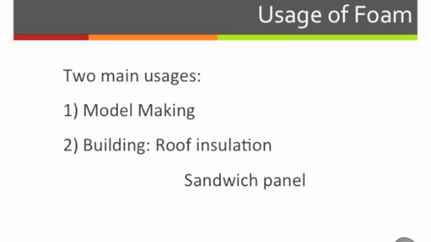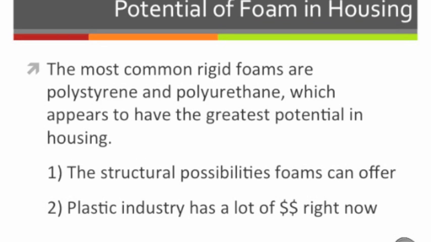The most common rigid foams today are polystyrene and polyurethane, which have the greatest potential to be used in housing. Because of their state of development now, they offer a lot of possibilities in structural construction. At the same time, a large segment of the plastic industry is eager to find new investment to put in their development and production. It is possible to use the potential value of plastic foams in housing.